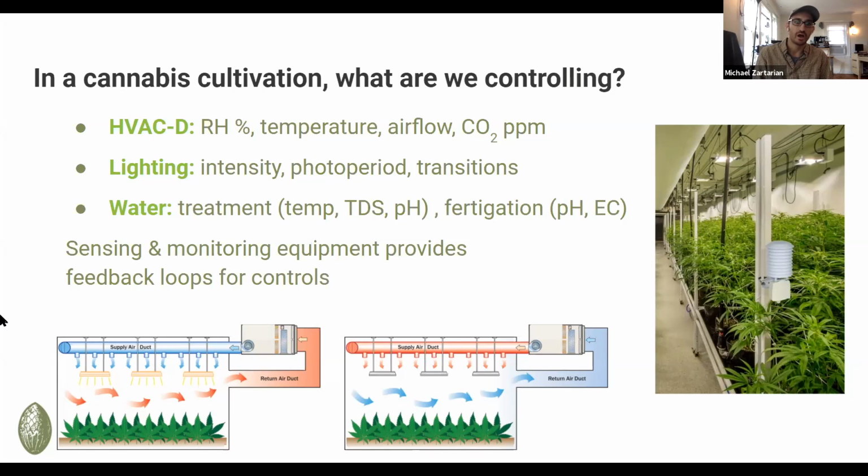And then water, basic water treatment coming in. A lot of these facilities have reverse osmosis systems to basically put the water to blank, and then they may adjust temperature. So temperature, total dissolved solids, they may adjust the pH on the way in, and then centralized fertigation systems that are adjusting the pH and adding nutrients, which adjust the electrical conductivity, or the EC, of the water.